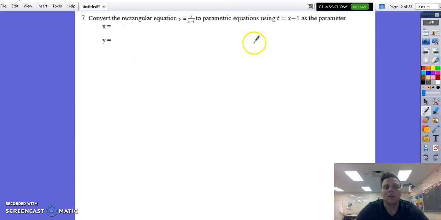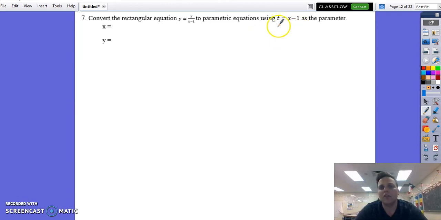Okay? Number 7. Convert the rectangular equation y equals x over x minus 1 to a parametric equation using t equals x minus 1 as the parameter. So whenever you have a rectangular and you want to change it to a parametric, what you have to do is create two equations, both an x equation and a y equation, involving t. Okay, so we need x equals something t and y equals something t. Well, what do we know about t? We know that t is equal to x minus 1.